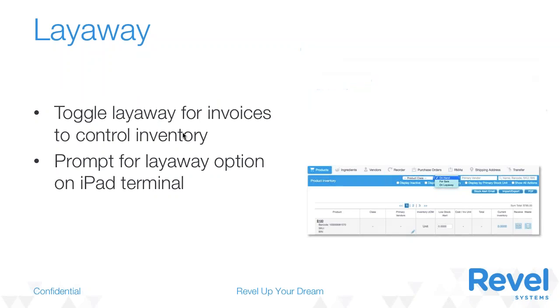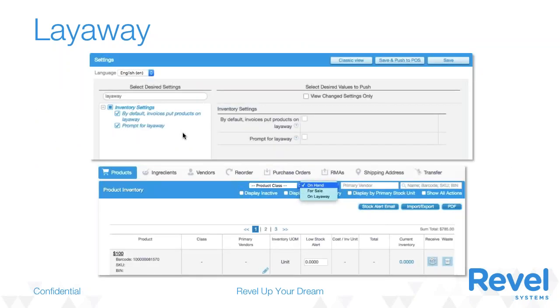And I want to show you the options here. So at the top there, if I turn layaway on, you have two options. By default, invoices put products on layaway, so the system actually won't prompt you. But if you choose the bottom option where it says prompt for layaway and you're on the POS on your iPad, it'll ask, do you want to put these selected items on layaway? So the invoiced items placed on layaway are going to remain in the inventory on hand. So that's the screenshot I have at the bottom there.